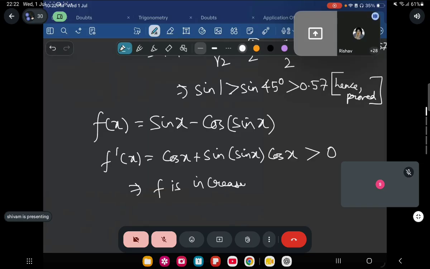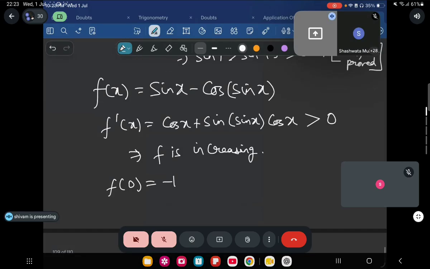The problem was at f of 0, I got it as -1. F of 0 is -1. So it's fine only. F of 0 is equal to how much? -1. We need to find out where it is equal to 0.